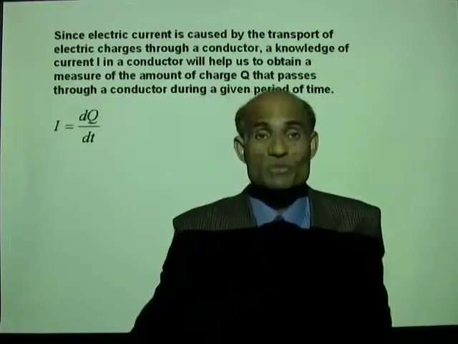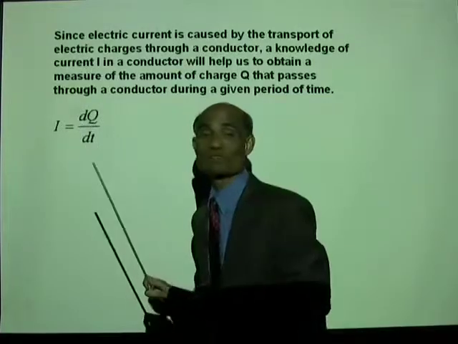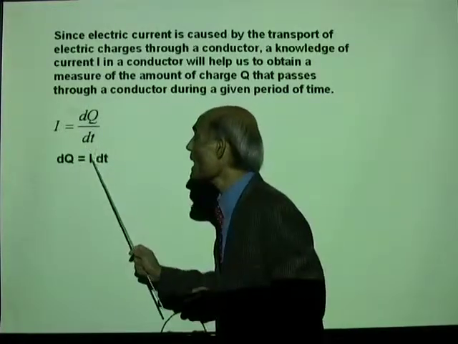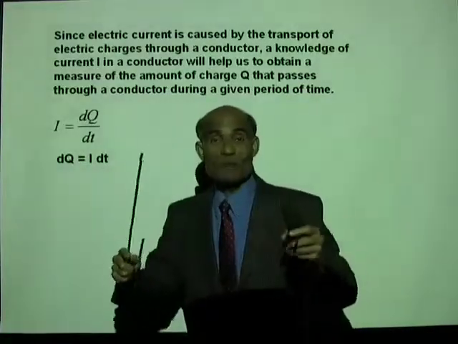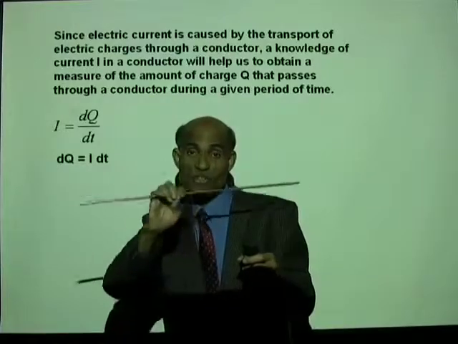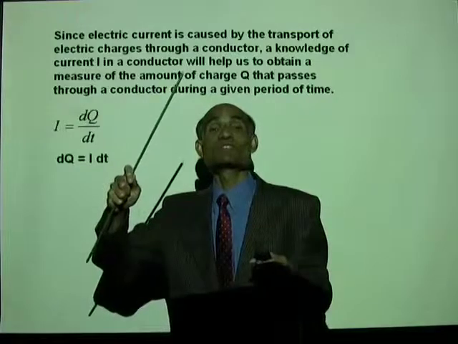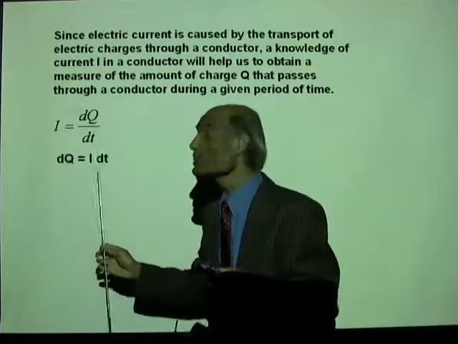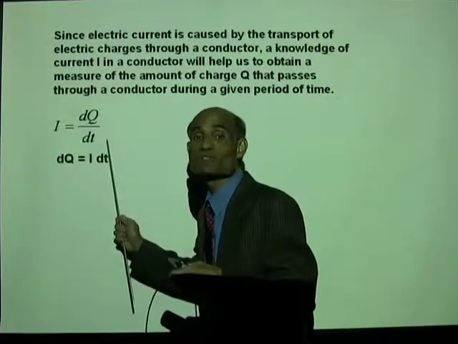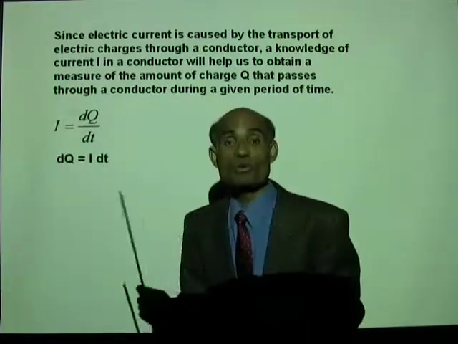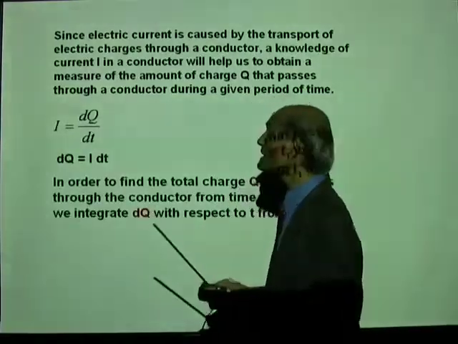Since I equal to dq over dt, what is dq equal to? dq equal to I dt. Now, if you want to find the total amount of charge that passed through a certain conductor from a certain time t1 to a certain time t2, all we need to do is integrate this dq from t1 to t2. That will give me the total amount of charge that passed through that conductor during that time.